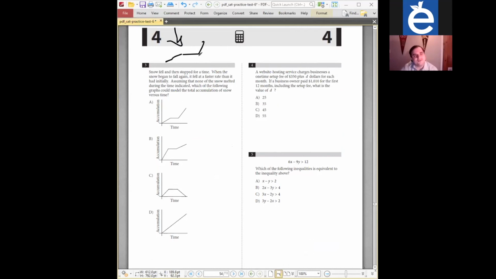Fell faster means steeper slope. Oh, cool, there we are. That's the one that matches the graph I just drew. So here, this would be the faster part. Here, we have snow disappearing, and here it would be all at the same time, and there would be no break. So A is the answer.